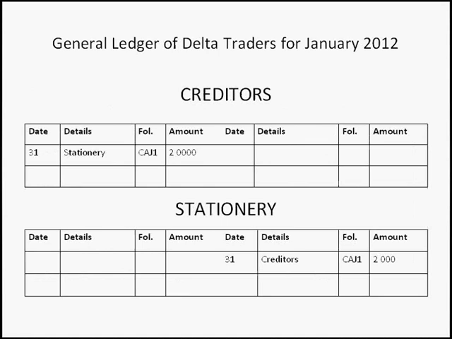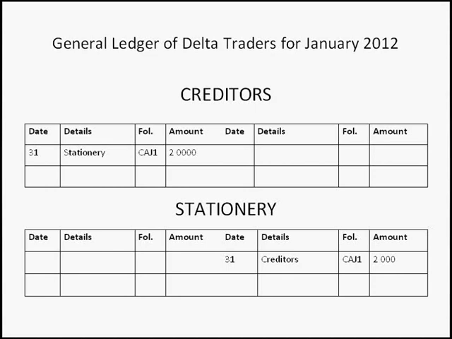What will the entry look like in the ledger? The two accounts are creditors and stationery. Creditors gets debited because I'm reducing my liability. So on the left-hand side, I will have date 31st, details stationery, because that is the other account I'm using. Folio will be which journal I got it from, and it's the Creditors Allowance Journal, CAJ1, and the amount is 2,000 Rand.